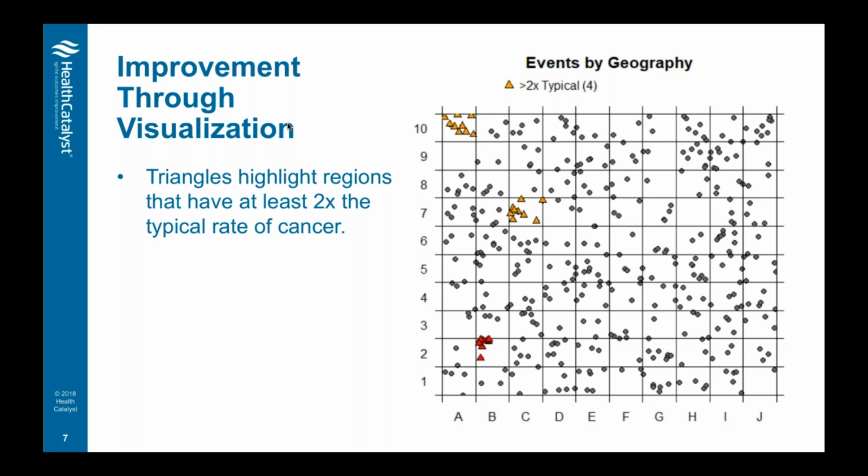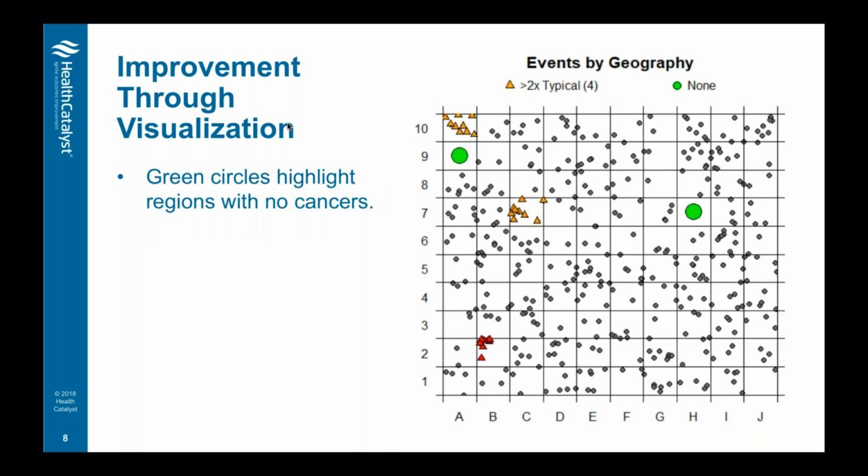We can also have the computer highlight for us where there are no cancers at all. So now the green circles show us, and Sarah, you were spot on, that H7 region, for instance, has no cancers at all. We can see there's another one, A9, where there are no cancers. And so we can use the computer and visualization techniques to help us better see what's going on with the data, and that can really help us draw conclusions.